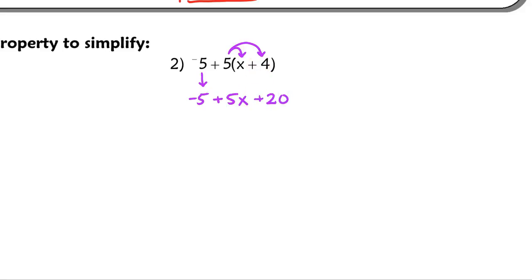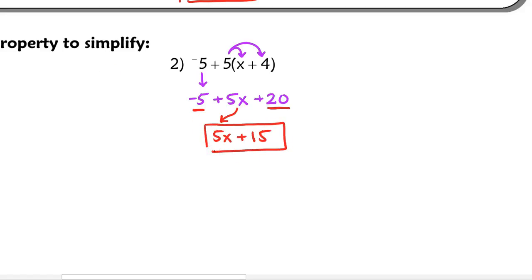Now I go ahead and I try to combine like terms. So this -5 and the 20 can be combined, but I'm just going to go ahead and write the 5x out front first. So we have 5x, and then -5 plus 20 is positive 15, so we write that as plus 15. Alright, so there's my final answer. 5x and 15 cannot be combined because these are not like terms, so we have to leave it as 5x plus 15.